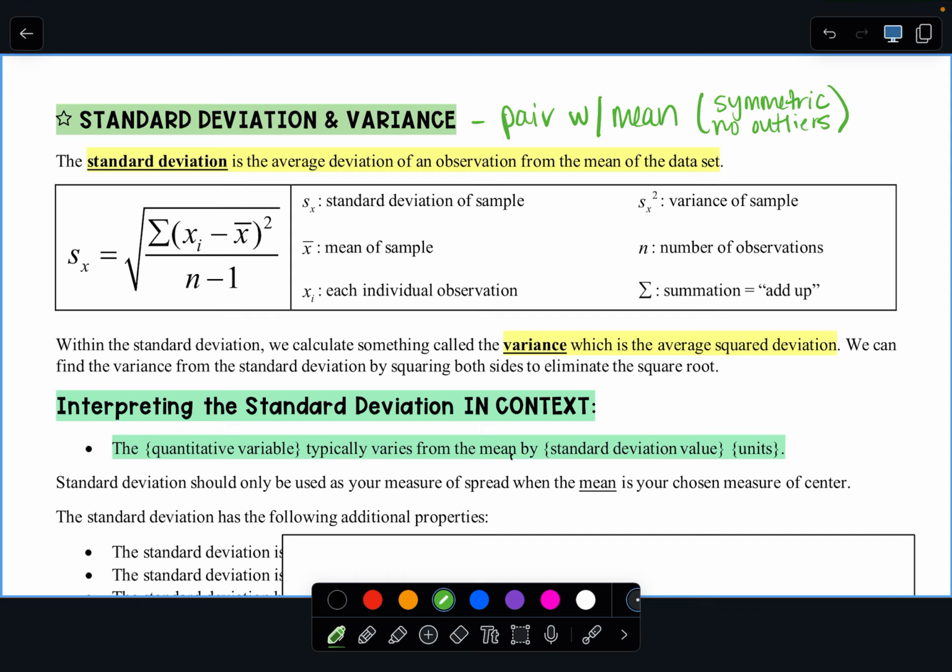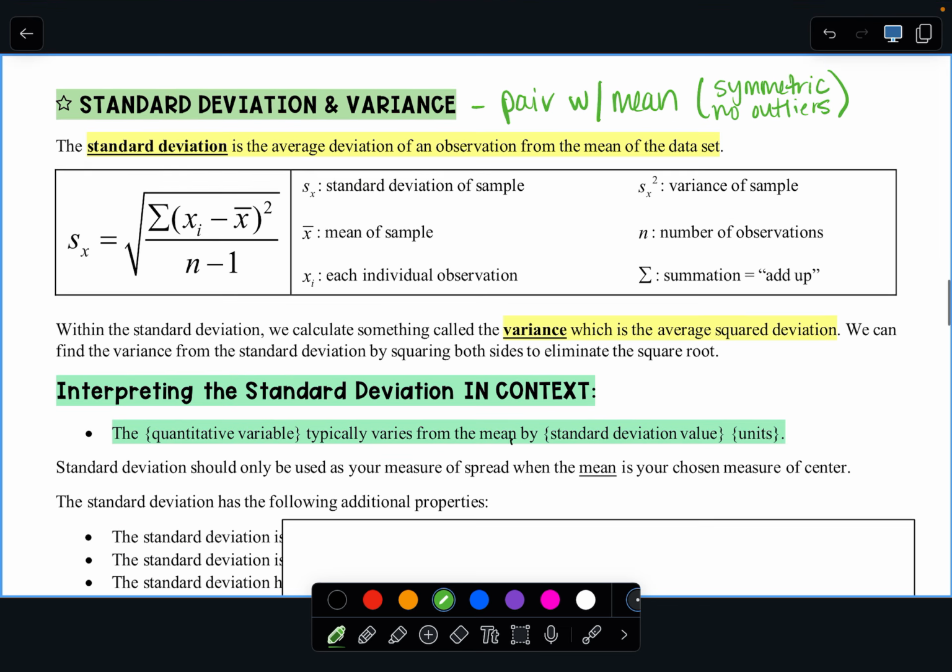Anytime you pick mean, you're picking standard deviation automatically, no questions, always together. The reason being, in order to find the standard deviation, you have to have the mean in the formula. So you'll notice X bar is in the formula for standard deviation. You have to have it. So if I have the mean, why am I not using the mean? So it's kind of like paired together forever.